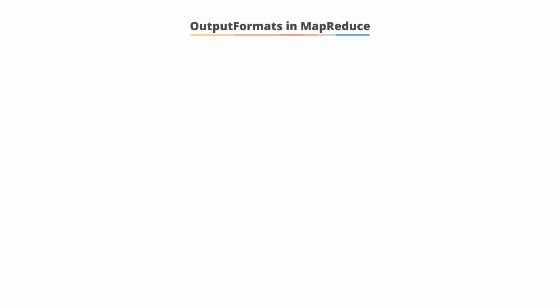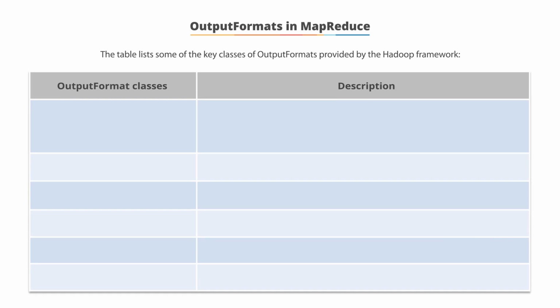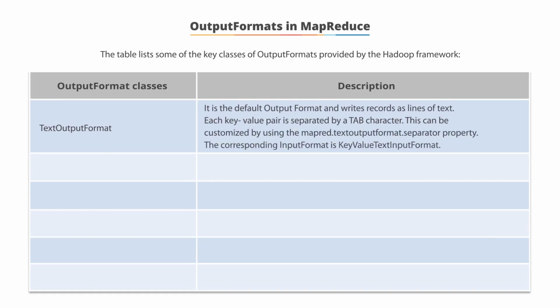Output formats in MapReduce. Now that you've completed the input formats in MapReduce, let's look into the classes for the MapReduce output format. The first class is the default output format, which is text output format. It writes records as lines of text. Each key value pair is separated by a tab character. This can be customized by using the mapreduce.output.textoutputformat.separator property. The corresponding input format is key value text input format.